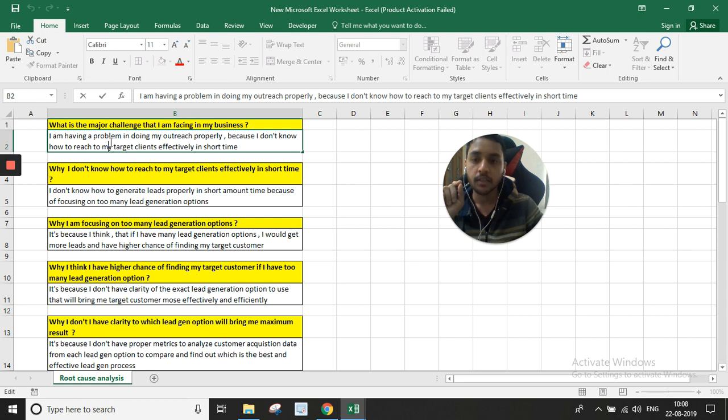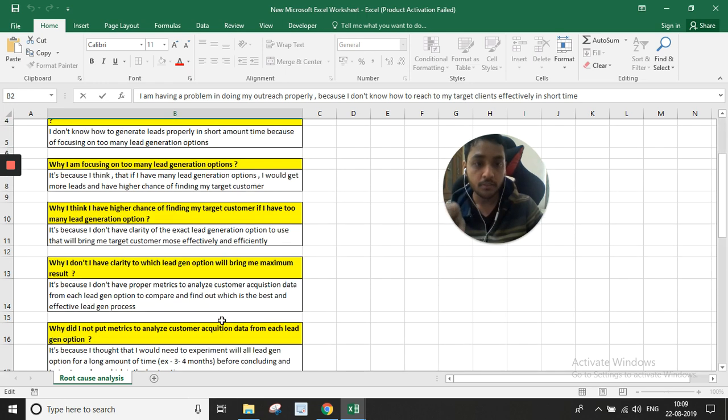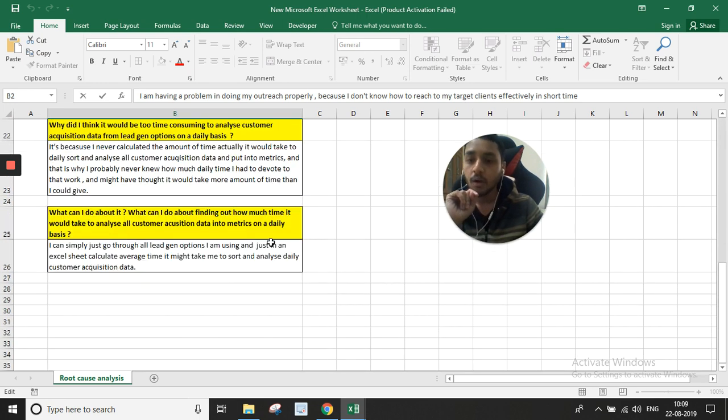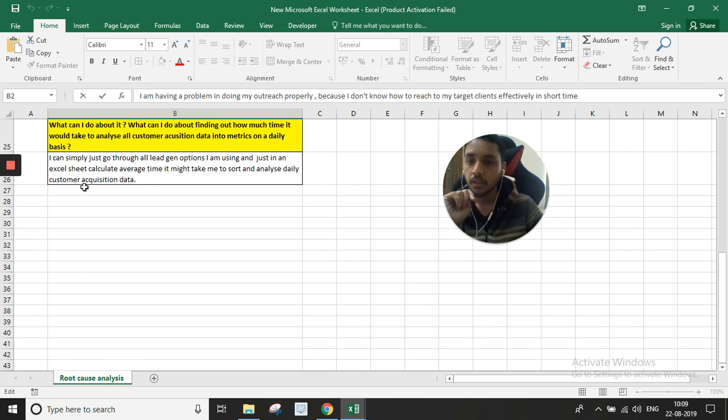The problem we started with: I'm having a problem doing outreach properly because I don't know how to reach my target clients effectively in a short time. This is the solution to it. Now, once you find the solution after doing the process, you have to put it into action. You actually have to take this action. You have to find time to put the solution you have found here into practice.